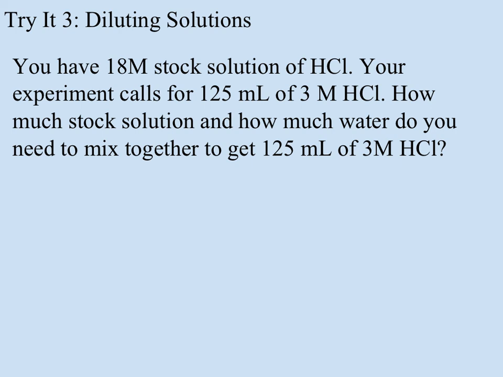Not very much. So how much water do I use? Well, that would be the 125 milliliters of total solution I want, minus the 20.8, or you can round this to 21, just 2 sig figs. That means 104 milliliters should be water, because my 104 and my 21 will give me a total of 125 milliliters.